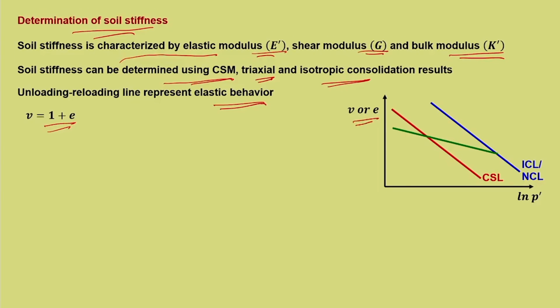But everything remains the same, the only thing is the axis changes by 1 plus e in the case of v. So either I discuss in terms of e or in terms of v, the responses are the same, but the slope would change. It is lambda and Cc, Cc in the e plot, lambda in the v plot. So there is only a difference in the slope values, but all the concepts remain the same. It is v or e versus ln p dash.